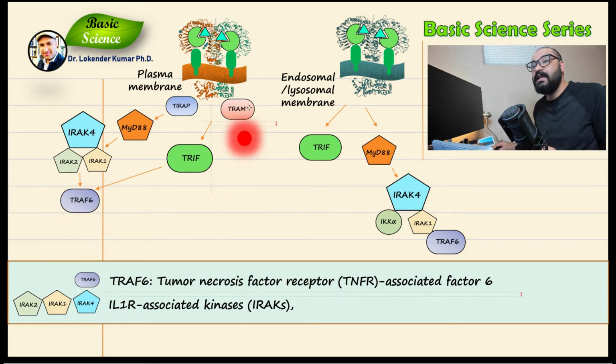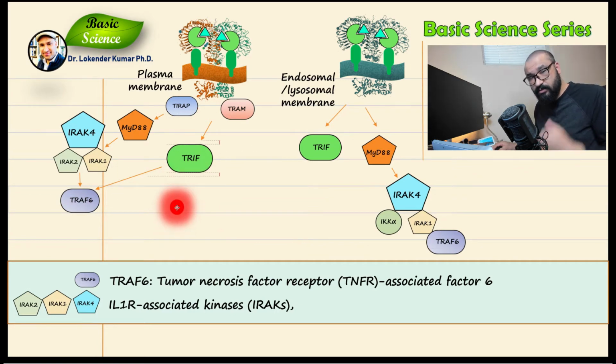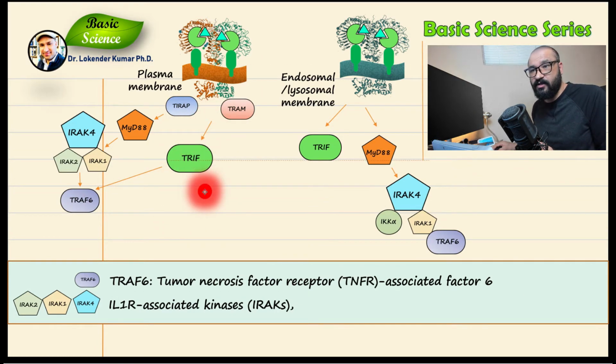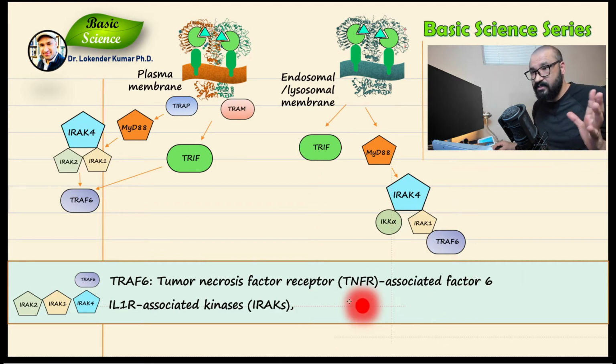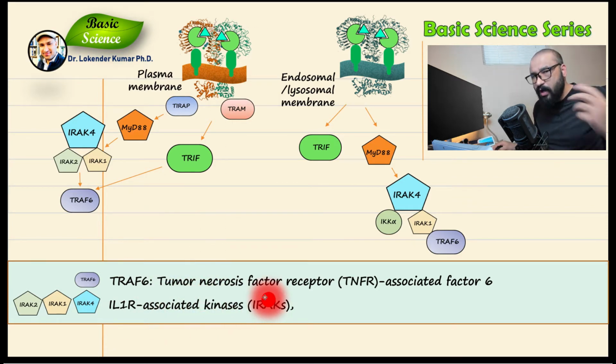Okay, and in this case there is also an indirect activation of TRAF6 through this specific protein, TRIF protein. Okay, and what is TRAF6? TRAF6 is basically tumor necrosis factor receptor associated factor 6. So it's a long name for this particular protein. And you know what is tumor necrosis factor? It's one of the pro-inflammatory cytokines.